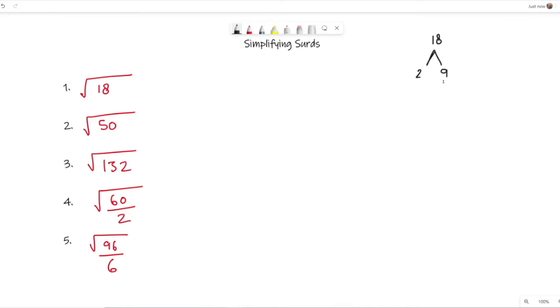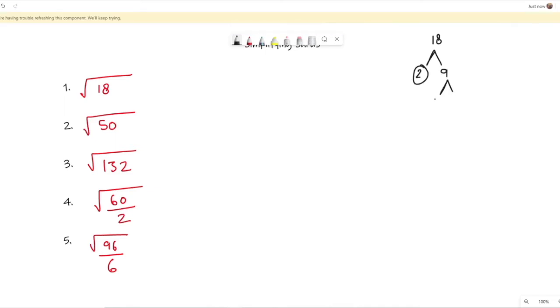2 times 9 is 18. 2 is our prime number, continue with 9. 3 times 3 is 9. I got all the primes. So it is going to be 2 times 3 times 3. Whenever you see a group of 2 common numbers, one of them will go out of the root sign. So it will be something like this. Out of a group of 2 threes, one 3 will go out, and what's left inside is a 2.